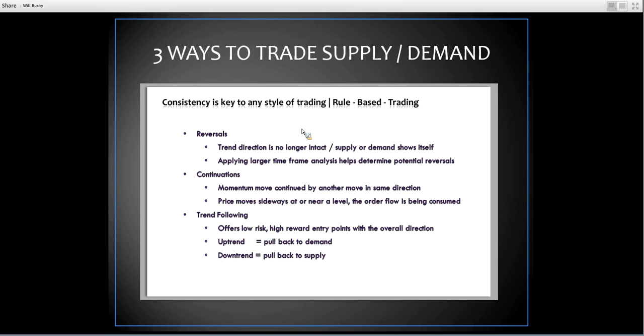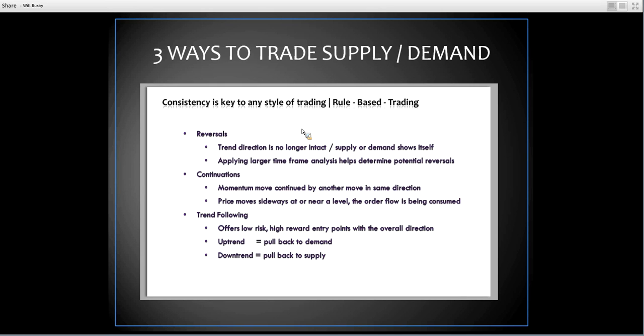Reversals, guys, everyone knows what a reversal is. It's a trend direction being no longer intact. Supply and demand shows itself. This is important: at areas of reversals, supply or demand, dependent upon the direction you're going, will in fact show itself. It has to, otherwise there will not be a reversal.